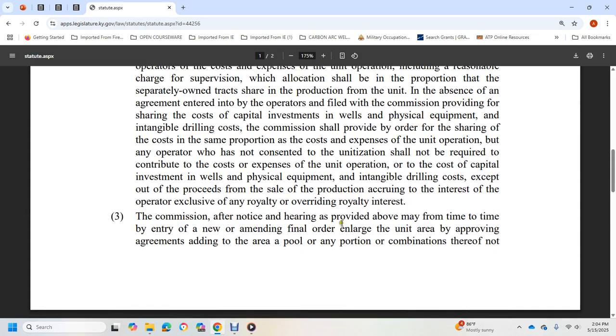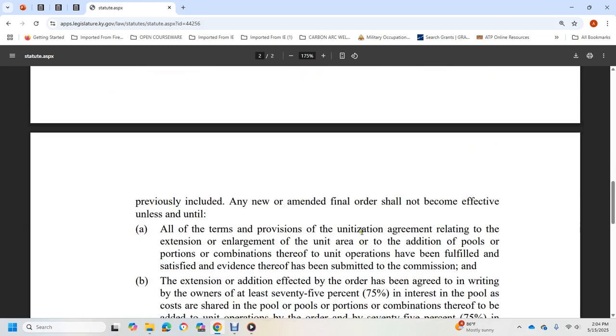The Commission, after notice as provided above, may from time to time enter new and amending final orders enlarging the unit area, approving the agreement, or adding to the area of the pool and portion or combination thereof.